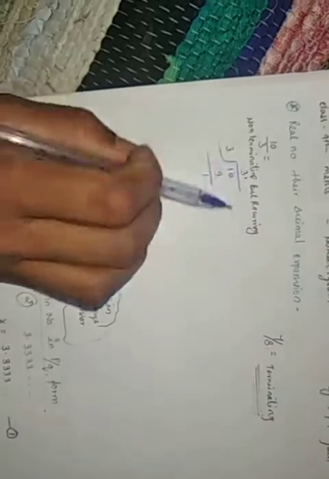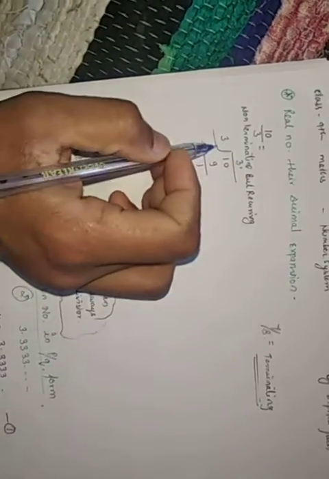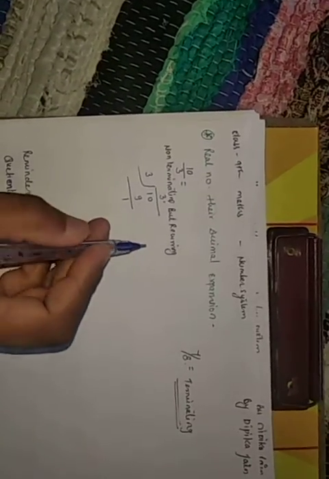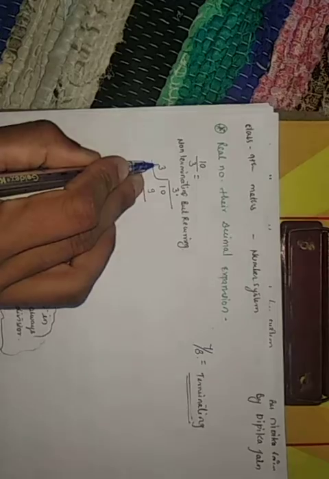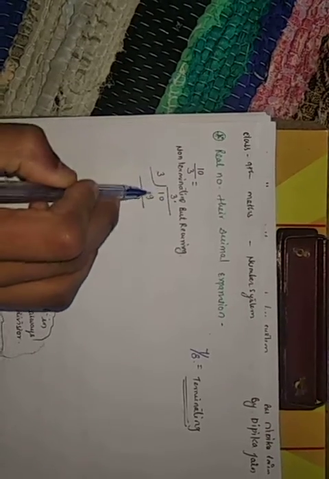Now see here. This question is 10 by 3, and we have to convert this number into its decimal expansion. Very easy, just do the division. I have started, but I have not completed it because I want to solve it in front of you. Now see here. 3 is your divisor and this 10 is your dividend. So you have to solve it.